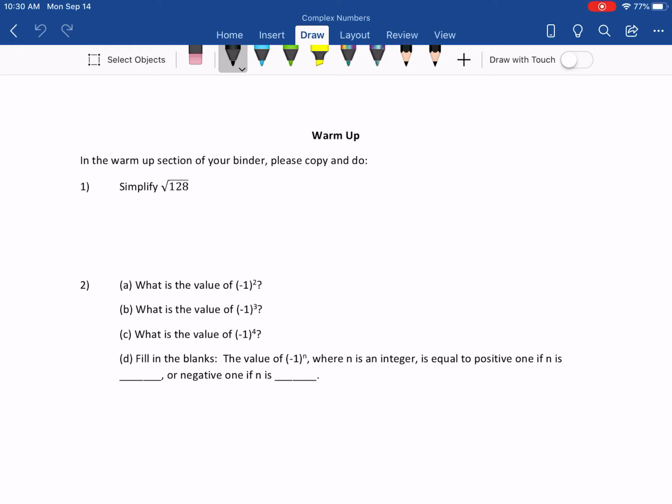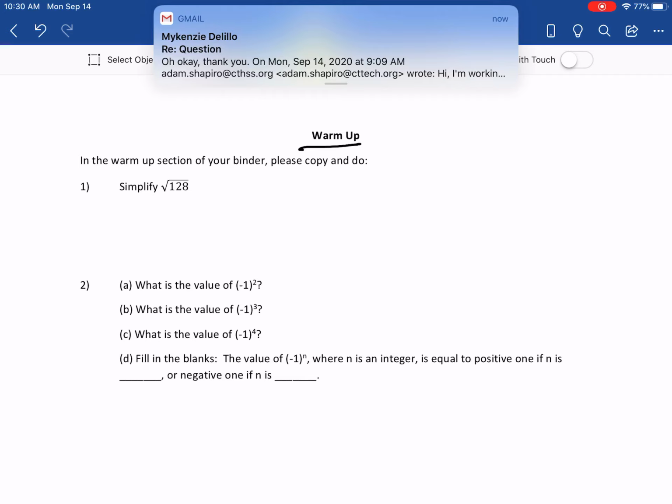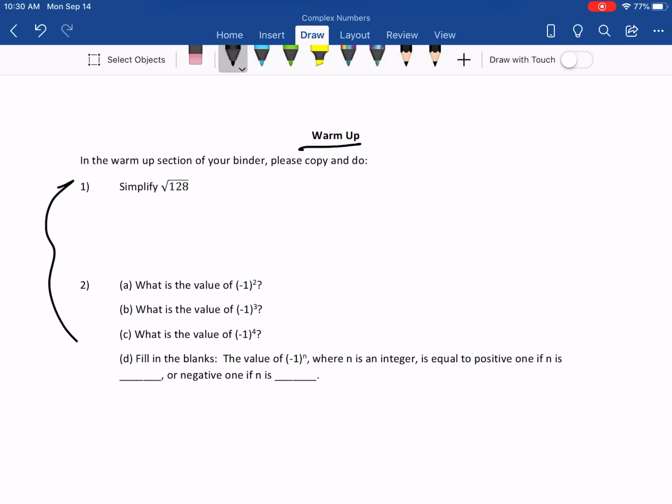Okay, so we're going to start off with the warm-up. Turn to the warm-up section of your binder. If you've been in class with me, you have warm-up papers. If not, you're doing them on a sheet of lined paper. Please do the following 2 questions. Part A has got a few parts to it. And then pause the video and check back for your answers.